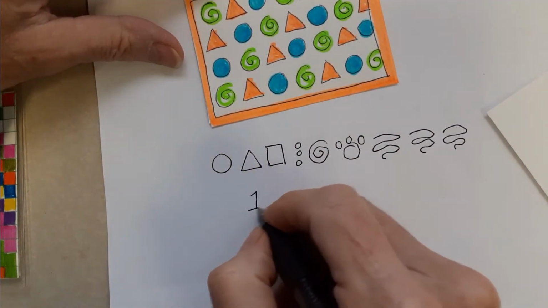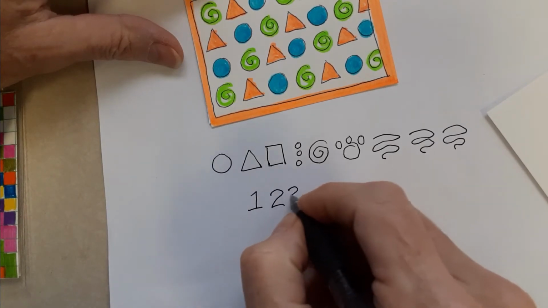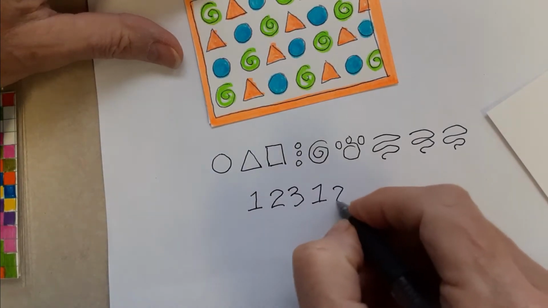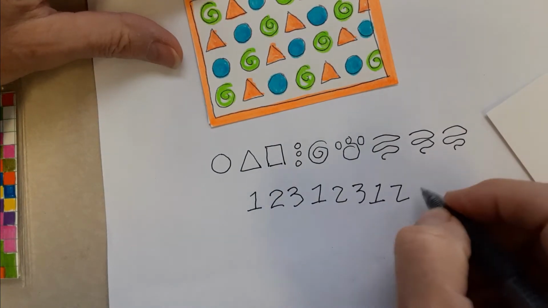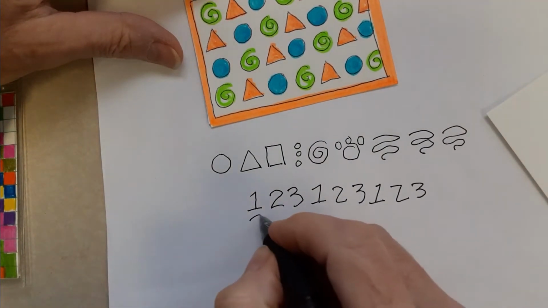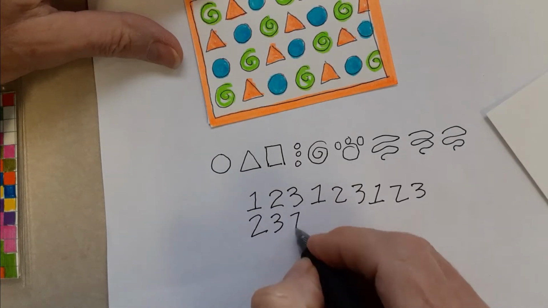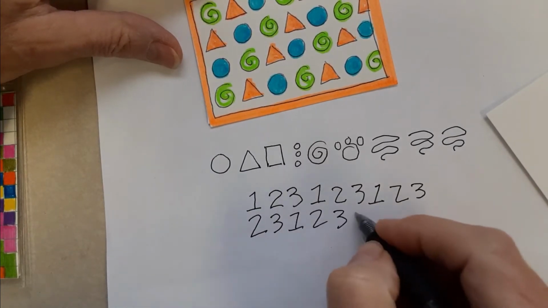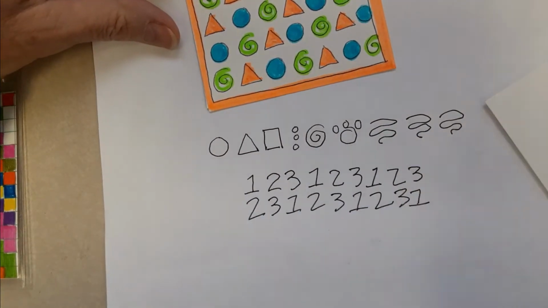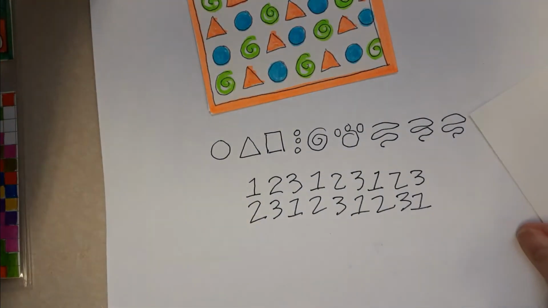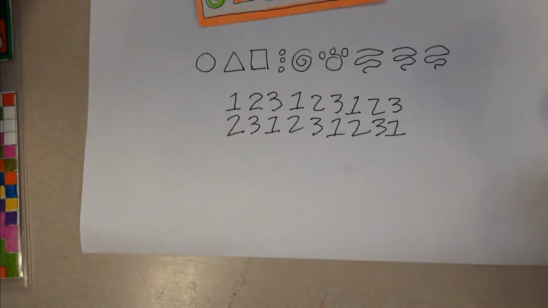If you really wanted to, you could do numbers as well. 1, 2, 3, 1, 2, 3. What comes next? 1, 2, 3, right. Now see how I offset? 2, 3, 1, 2, 3, 1, 2, 3, 1. And then that way it goes like a checkerboard kind of.